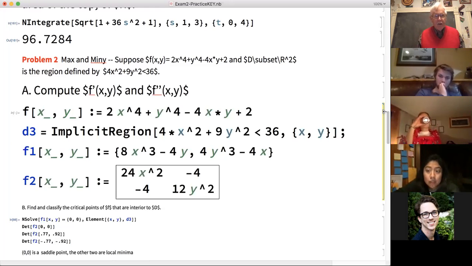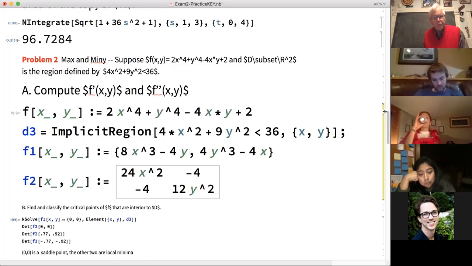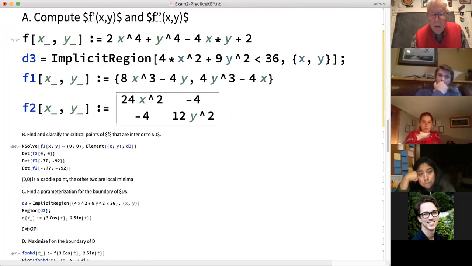So that's -4. Lower left is -4. That's the partial with respect to y, then the partial with respect to x. Except under the circumstances that we have, those two off-diagonal elements will always be equal. They don't actually have to be, but if the second derivatives are continuous, they will be. And then the last one, the lower right, is the second derivative of f with respect to y, 12y squared. So this is a matrix. And so this just gives us the background and computed a couple things that we will need.